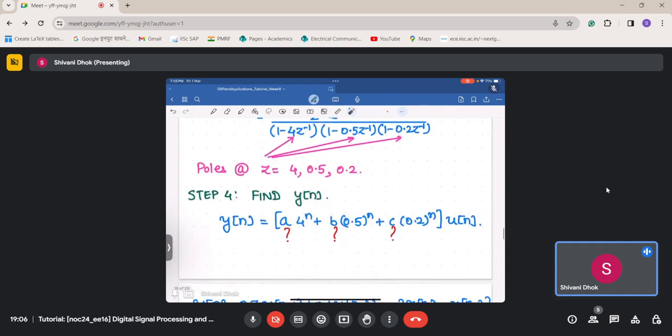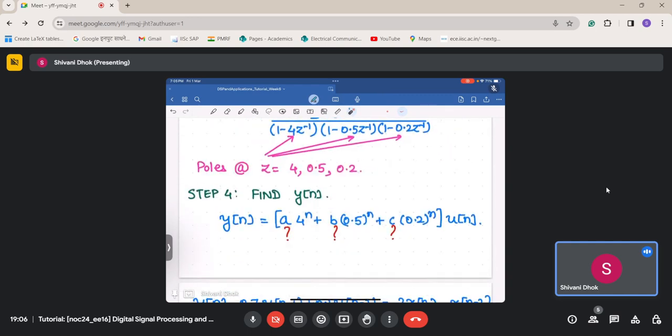So once we have these poles, we made use of these poles without doing any other things like partial fractions, just in order to find an approximate equation. For that we had y of n, and since we had a single pole at every location, we wrote it as a 4 to the power n plus b 0.5 to the power n plus c into 0.2 to the power n, times u of n. This u of n is coming up because we are given that this system output is 0 for all the values of n less than 0.